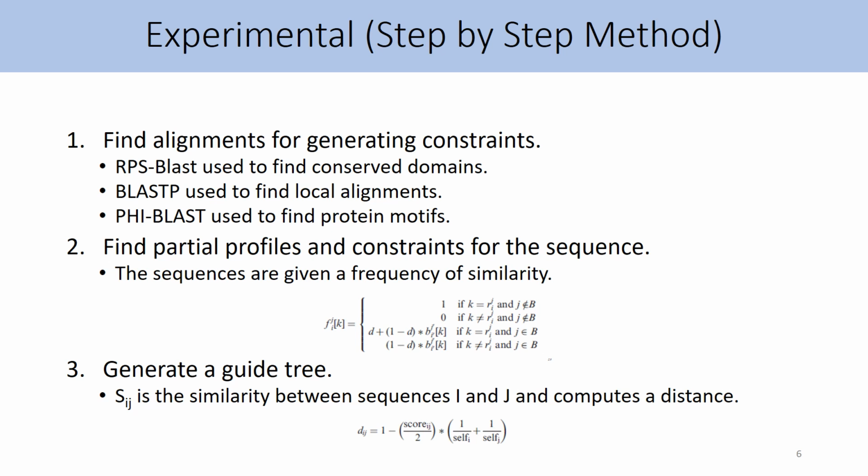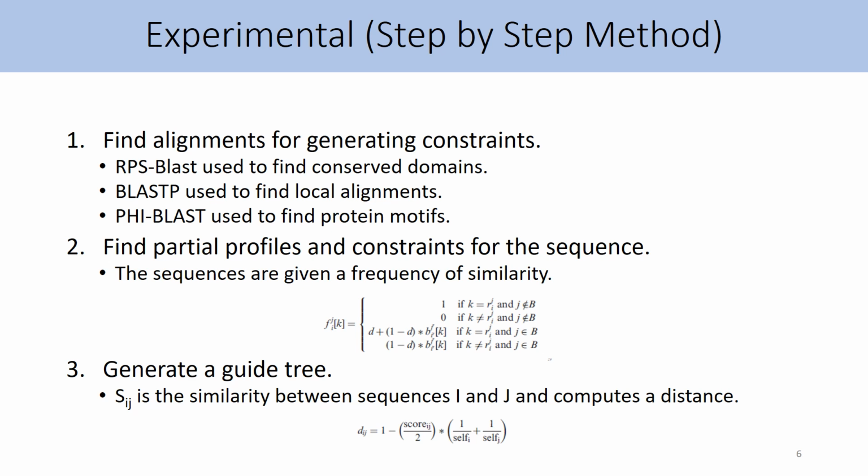There are 6 steps that they used in order to align sequences. Number 1 was to find alignments for generating constraints. So they used RPS-BLAST to find conserved domains, they used BLAST-P to find local alignments, and PHI-BLAST in order to find protein motifs. The second step, after generating constraints, was to find partial profiles for each of the sequences. A subset of this was finding a frequency of similarity, that's what they called it. The frequency of similarity determines how close the sequences are to each other.